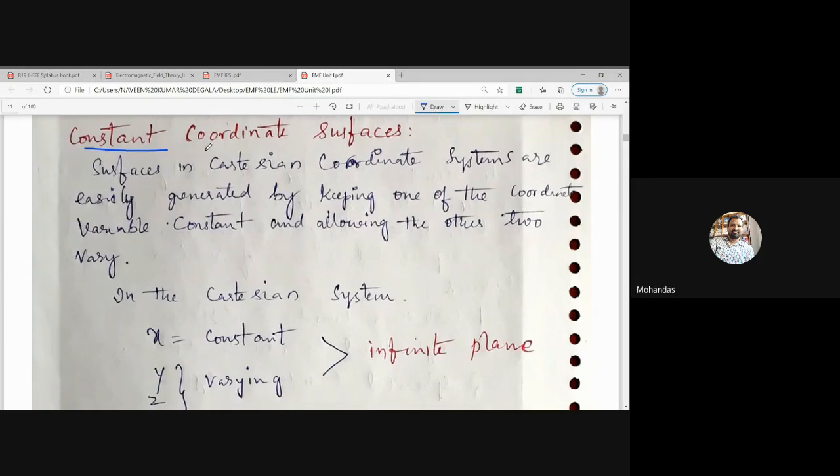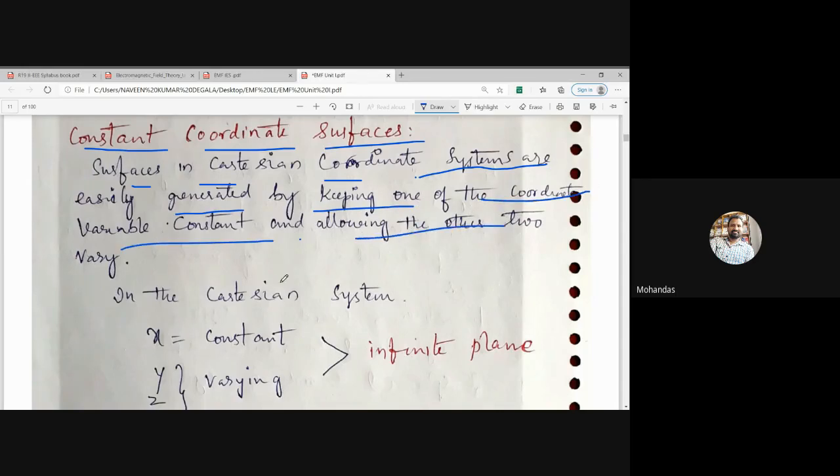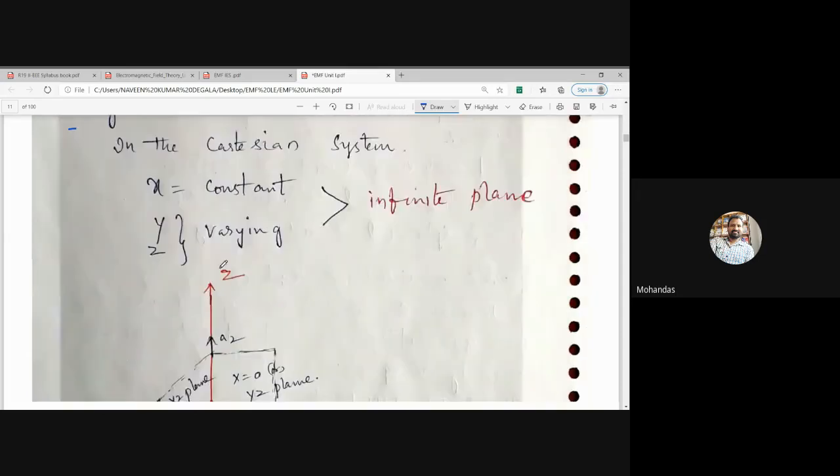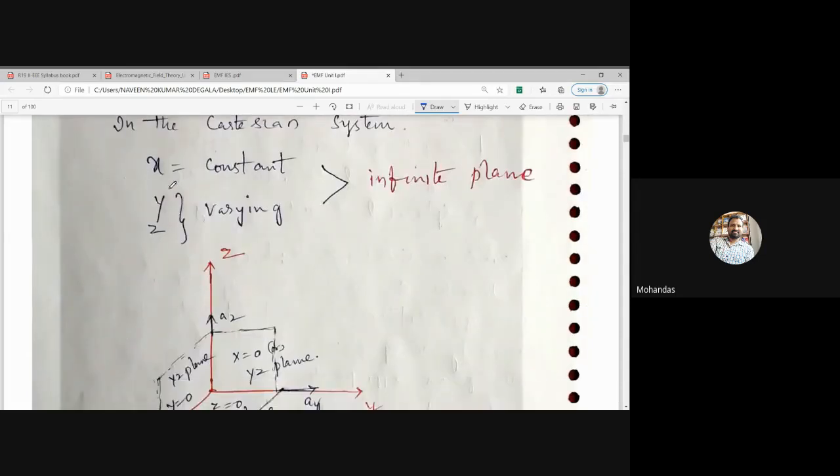Constant coordinate surfaces. How to generate the constant coordinate surfaces? The surfaces in any coordinate system, the Cartesian coordinate system, are easily generated by keeping one of the coordinate variables constant and allowing the other two variables to vary. So first, let us keep x equal to 2 as a constant, and y and z are varying.